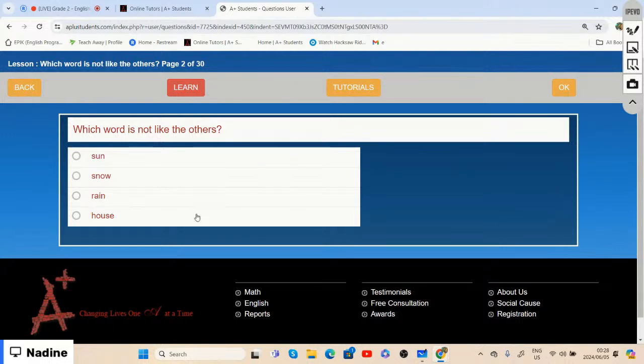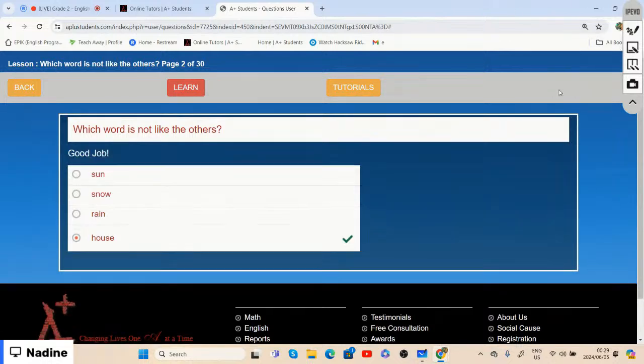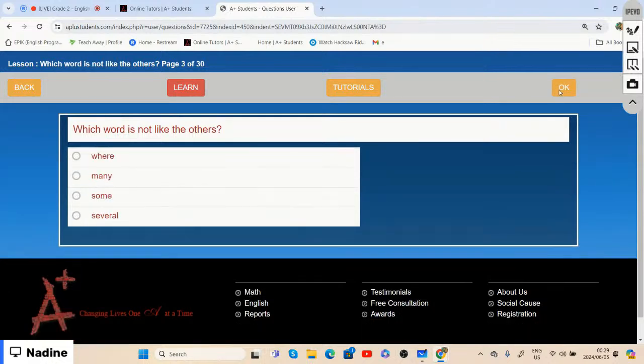All right. And if we were to identify the word that is not like the others, then yes, we will identify option four, which is house, right? Sun, snow, and rain, they go together. It's part of the weather, right? But house is totally different. So well done. Option four is correct. It is not part of the others. So well done. All right.